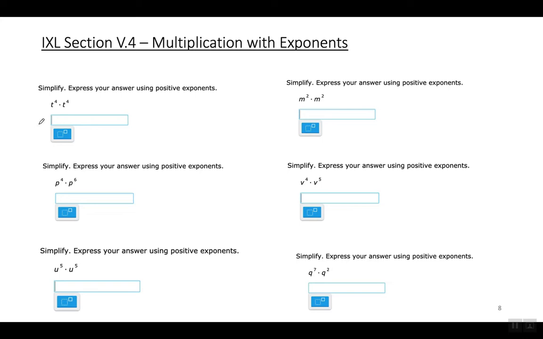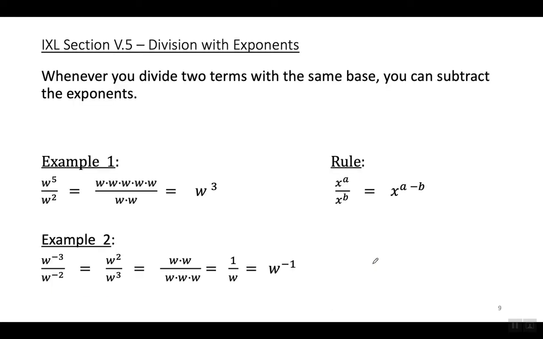All right, so right here, this is fast. This would be t to the 8th power, m to the 4th power, p to the 10th power, v to the 9th power, u to the 10th power, q to the 9th power. That's it. What was that, 10 seconds? Moving on. All right, now when we divide, you subtract exponents.